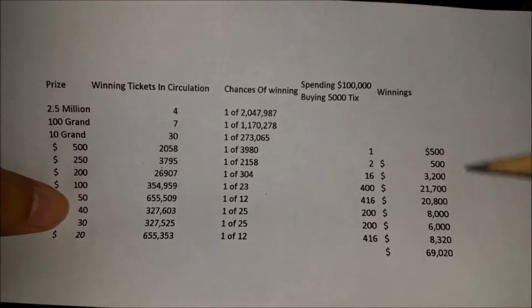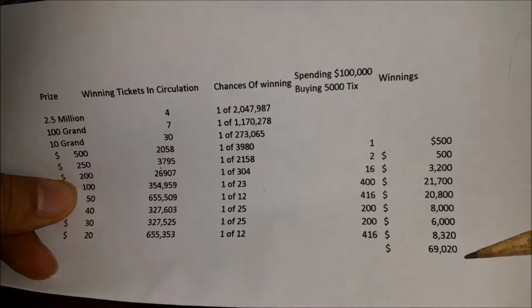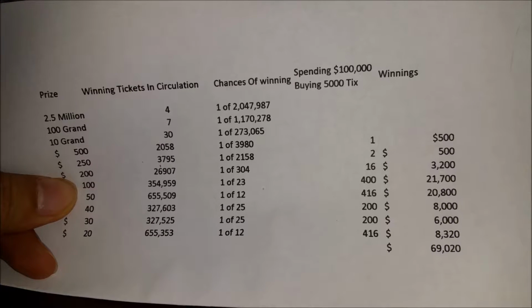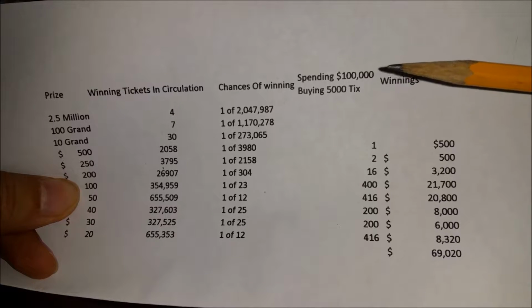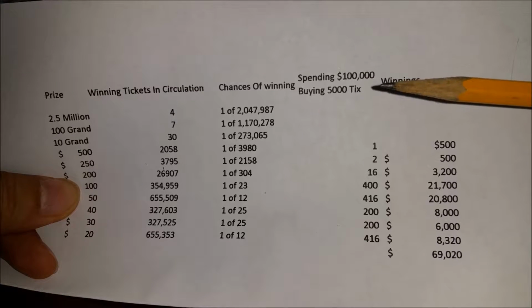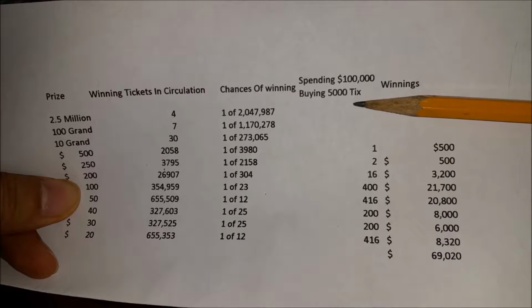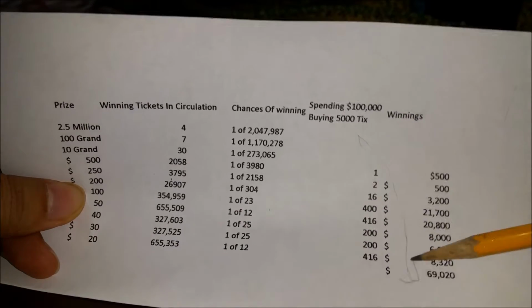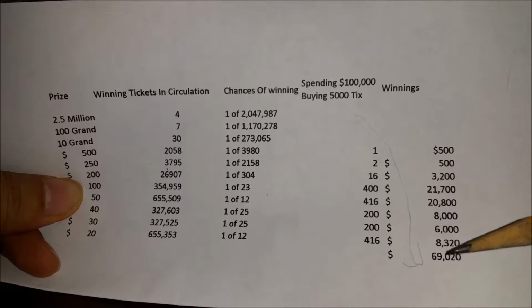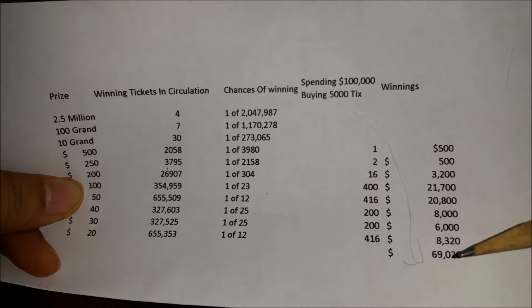And down here we get the last total amount, which is $69,020. So if you're spending $100,000 on those 5,000 tickets that you purchase, you will get about $69,020 back based on all of these odds.